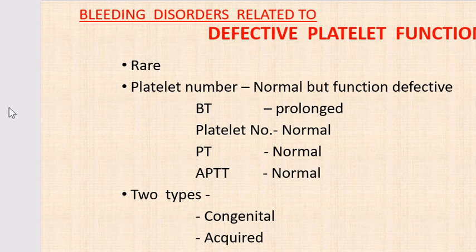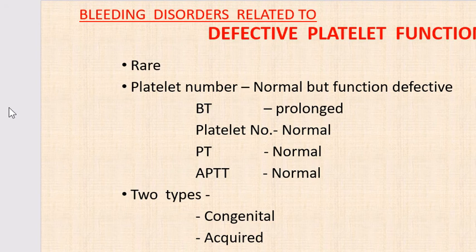But there are bleeding disorders related to defective platelet function also. In these conditions, the platelet number may be normal. Platelet number in the peripheral blood may be normal, but there is bleeding diathesis, abnormal excessive bleeding due to defective platelet function. These conditions are rare.